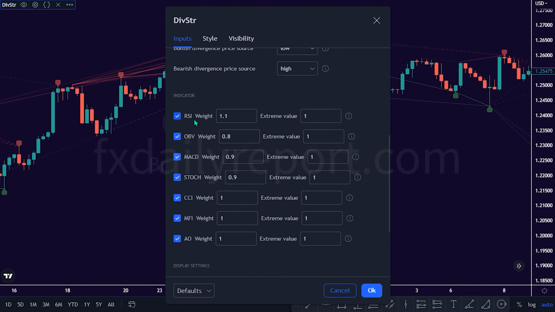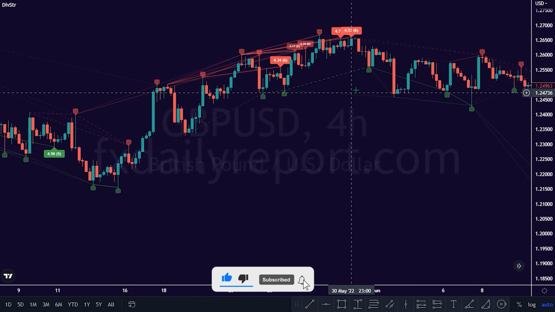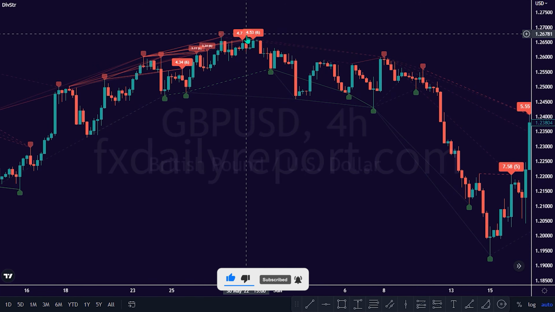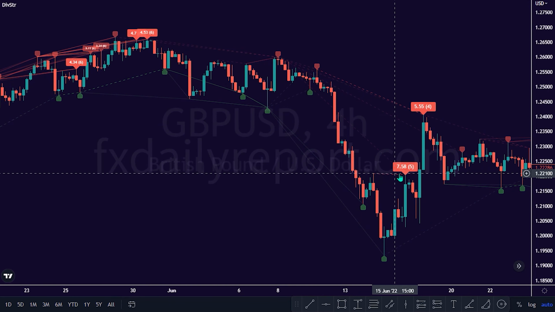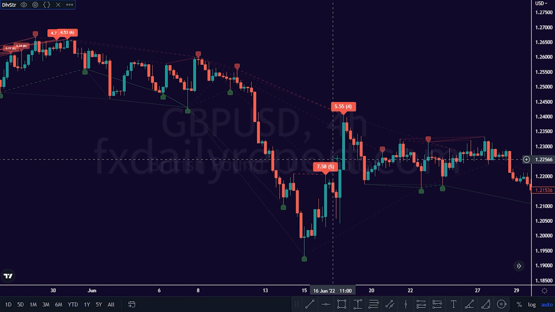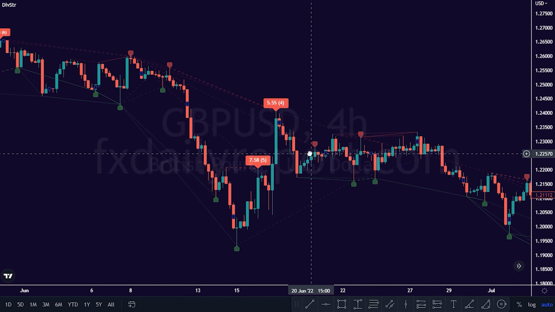they are the RSI, OBV, MACD, stochastic, CCI, MFI, and the AO indicator. Altogether, they are 7 in number. This is a good technical trading indicator that can help detect tops and bottoms in the market. Also, it's a good technical indicator to spot possible reversal points in the market.